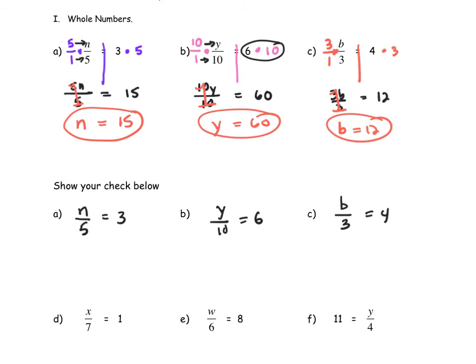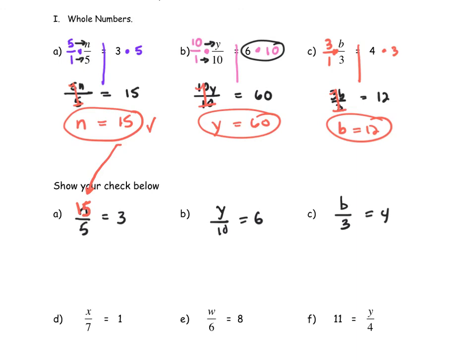We think that the answer to A is n equals 15. So I want to check it. How I check it is I take my answer 15 and I put it where the n is. So I'm going to erase that variable and replace it with my number 15. I'm having trouble erasing it, so I'm just going to replace it with 15. And I'm going to say, is 15 divided by 5 equal to 3? And it is. So I now know that my answer is indeed 15.